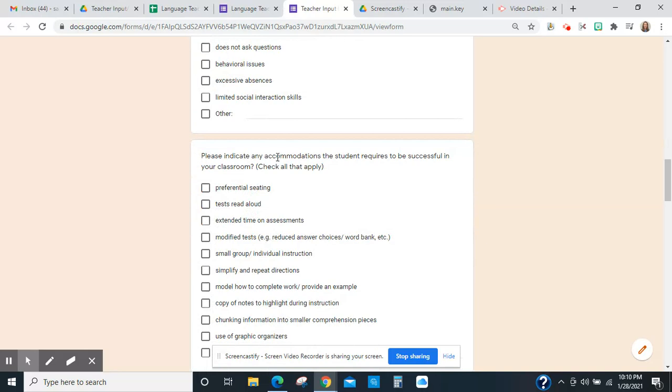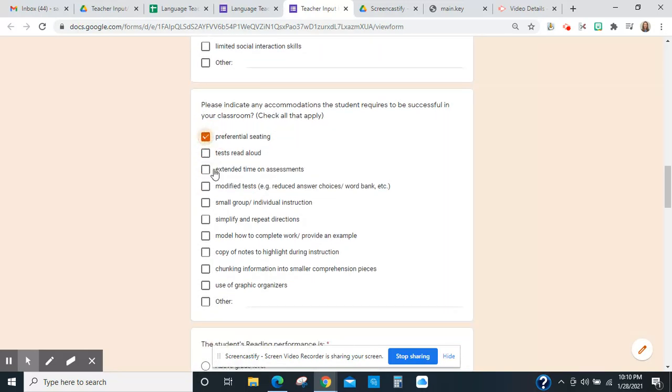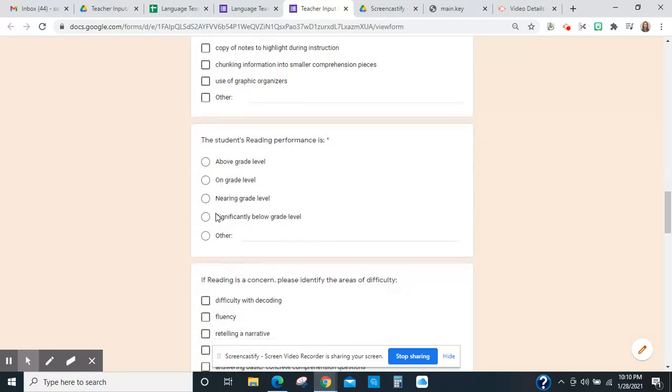The next section is for the accommodations, such as preferential seating. Does the student require modified tests? Do they need the directions simplified or repeated? Then it goes through reading. Is the student above grade level, on grade level, nearing, or significantly below grade level?